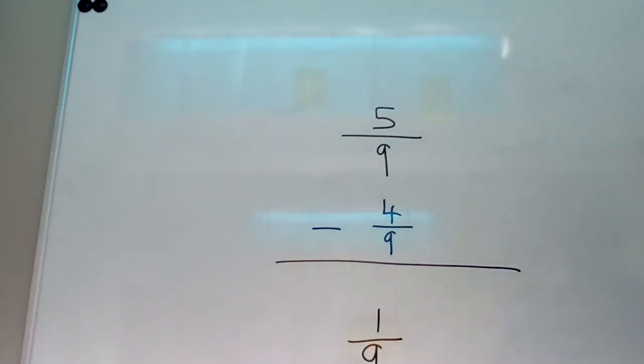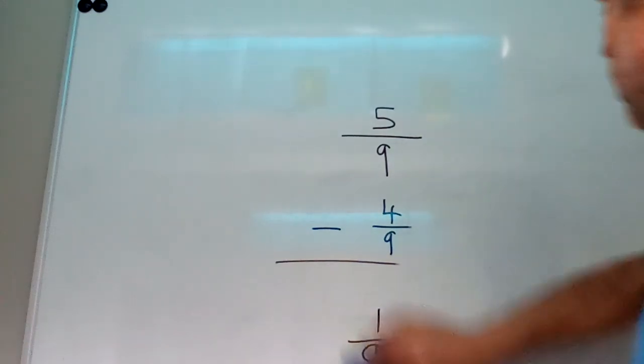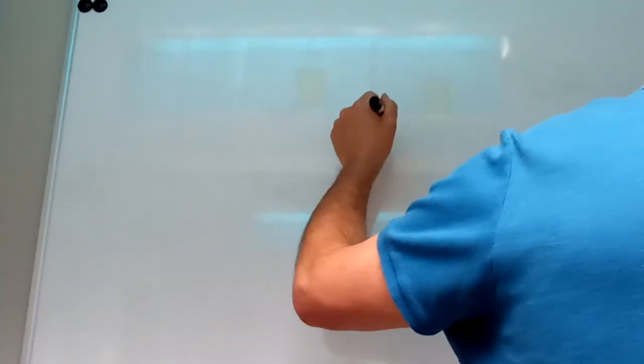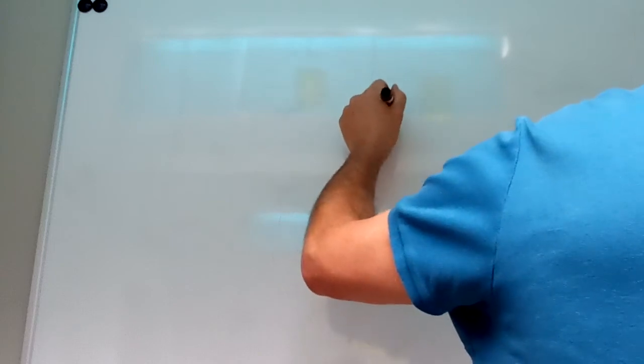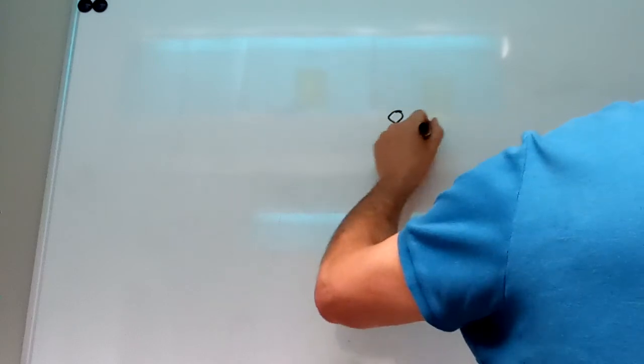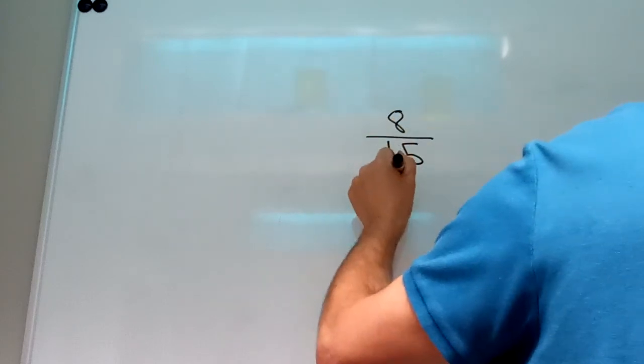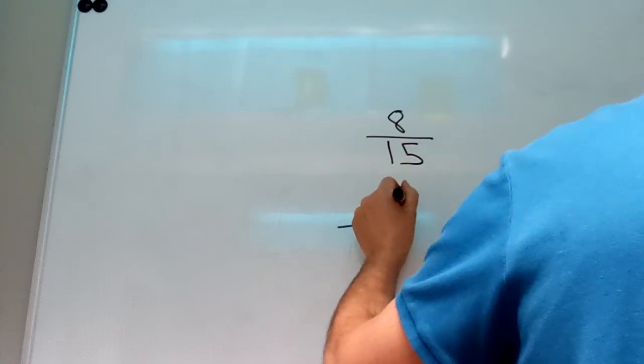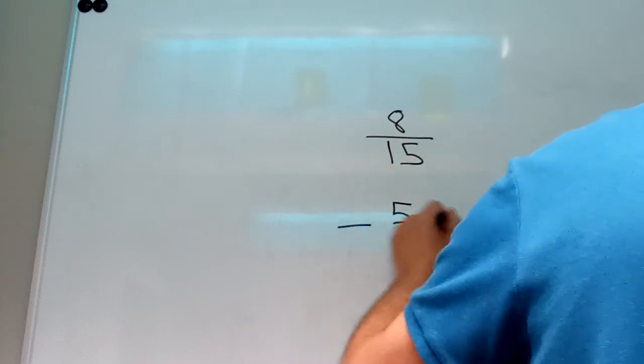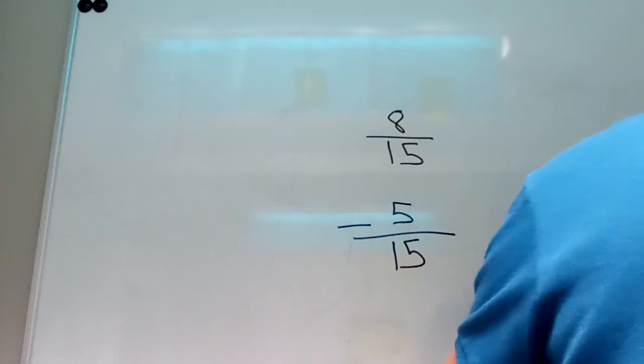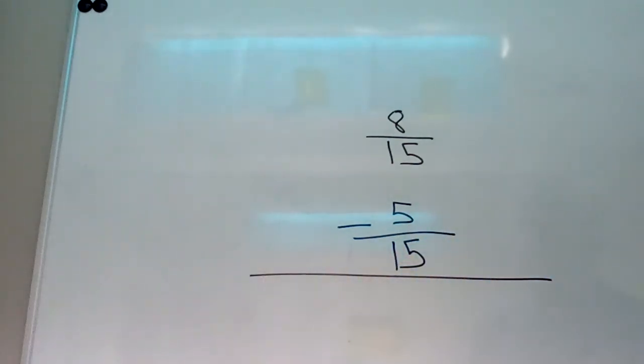Okay, let's do one more for you to do. Make sure you've got this. Let's go with, we could go with a bigger number. We could go with 8/15. And we could subtract 5/15. Now, if we did that, you would do it the same way. You just have a bigger number on the bottom. So pause this, see if you can work that, see what you come up with.